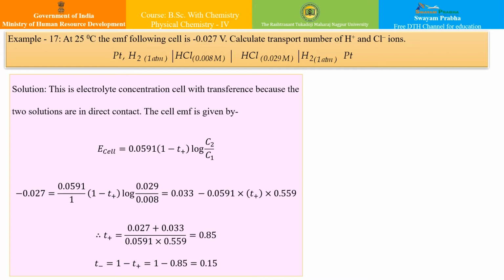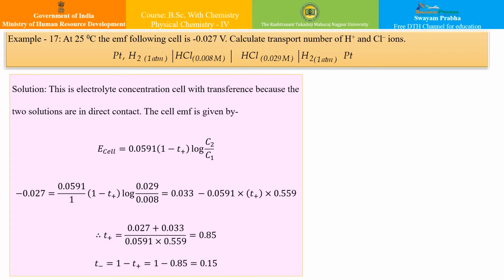Herein, see the cell EMF at 25 degrees centigrade is given as minus 0.027 volt, and we need to calculate the transport number of H plus and Cl minus ions. Now, if the cell reaction is given like this, you can see over here, this is the example of a concentration cell with transference because two solutions are in direct contact. Now, in such cases, the cell EMF is given by this particular expression. We know that E_cell is equal to 0.0591 into (1 minus t plus) log of C2 upon C1. In our previous lecture, we have seen this formula.